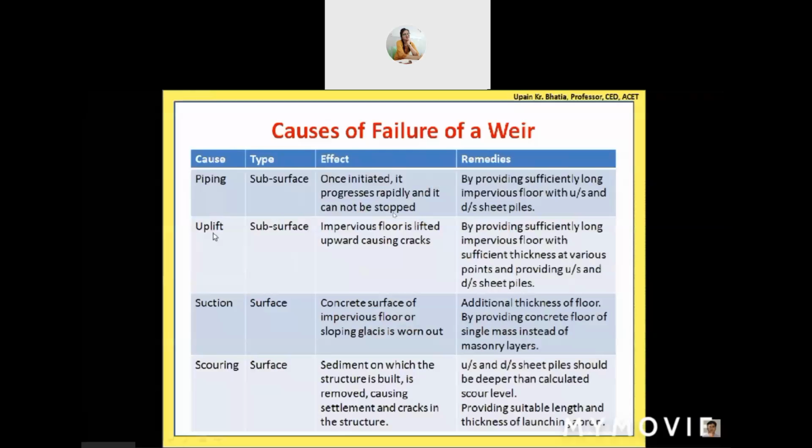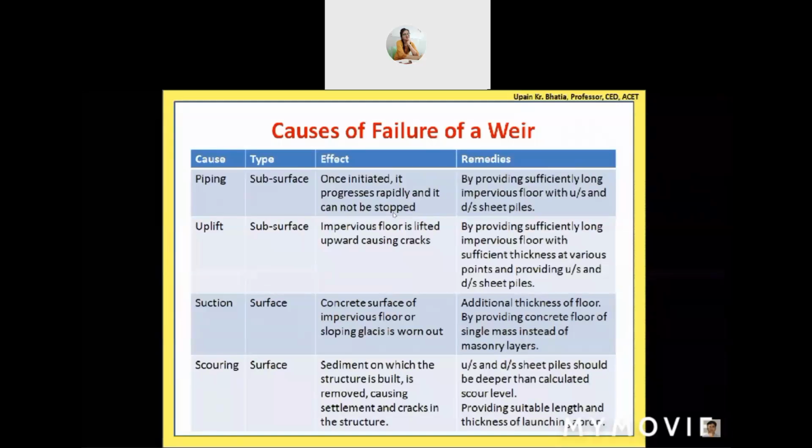Due to piping, if piping failure is initiated once, if it gets started, it progresses very rapidly, and it cannot be stopped. Once the piping failure is initiated, you see that the failure has started. The piping failure has just begun. It is very, very difficult to stop the progression of this failure. You cannot prevent the failure of the structure.